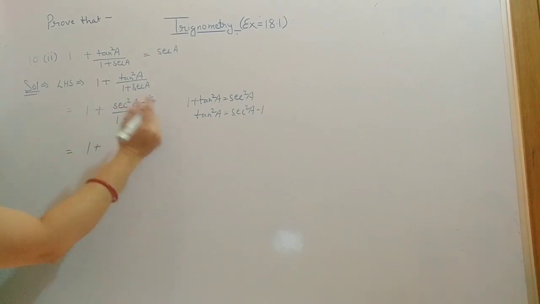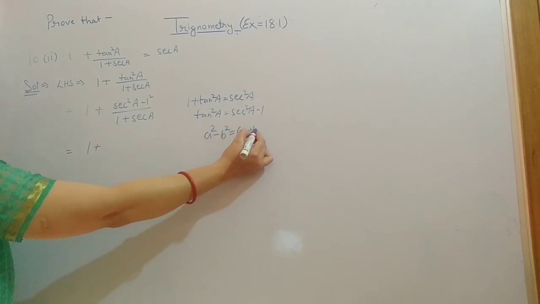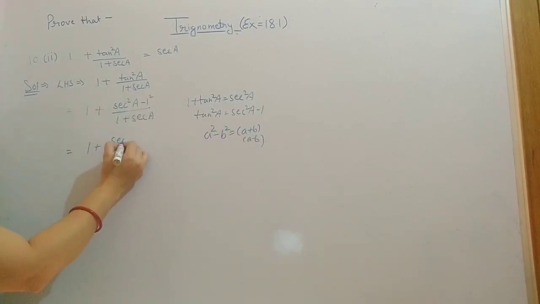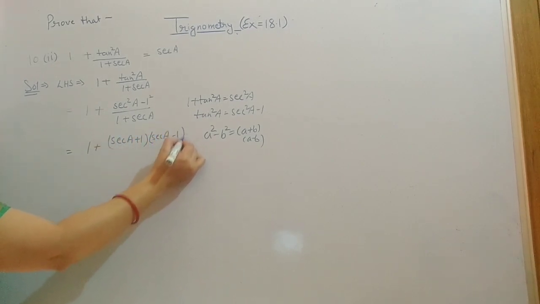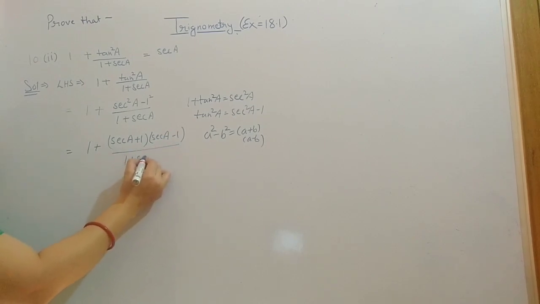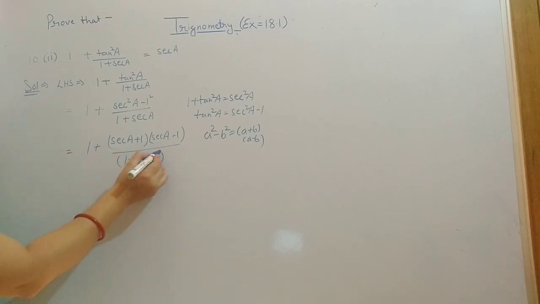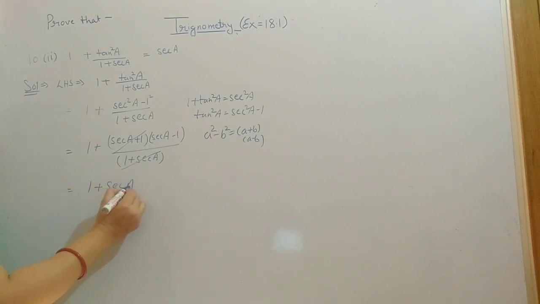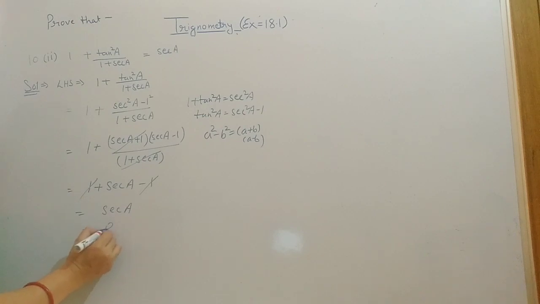Now A square minus B square is equal to A plus B, A minus B. So in place of this we can write sec A plus 1 and sec A minus 1, divided by 1 plus sec A. Sec A plus 1 and 1 plus sec A are both equal because addition is commutative. So this will cancel out. Now we have sec A minus 1 plus 1, this minus 1 and plus 1 also cancel out, and the remaining is sec A. That is our right side.